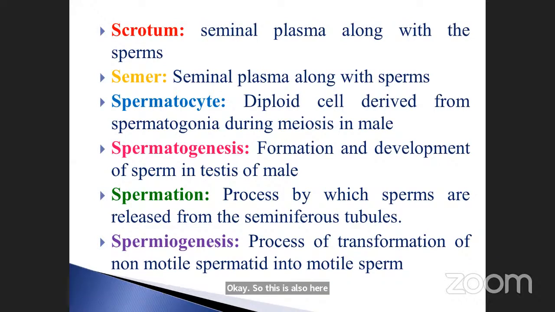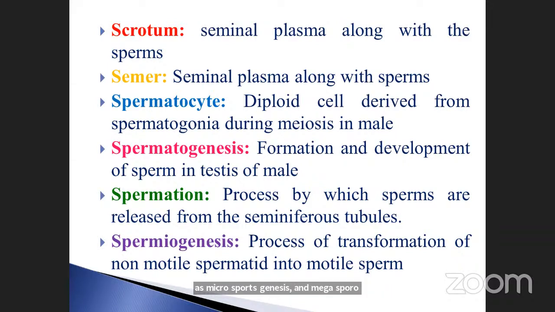The semen is the seminal plasma along with the sperm, because without the fluid, what happens? The sperm cannot easily move to reach the ovary or egg. Okay. And then spermatocytes, we already discussed those things. Spermatocytes, otherwise related to microsporogenesis and megasporogenesis.